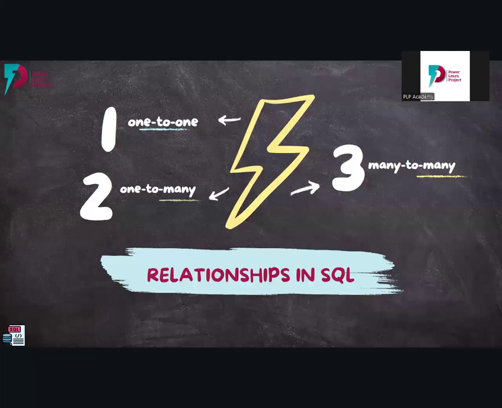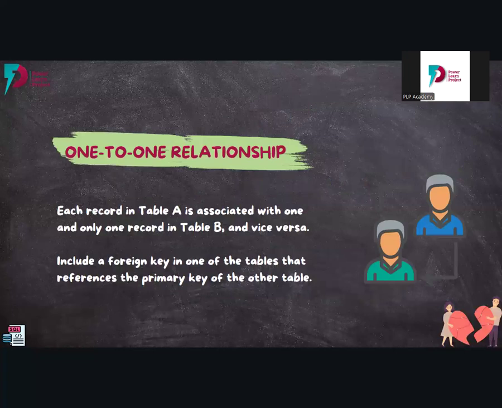So we've learned about the different types of relationship in SQL. We have the one-to-one, the one-to-many, and the many-to-many. Let's start with the one-to-one. So what exactly is the one-to-one? We say that a one-to-one is where each record in table A is associated with only one record in table B and vice versa. So it includes a foreign key in one of the tables that references the primary key of another table.